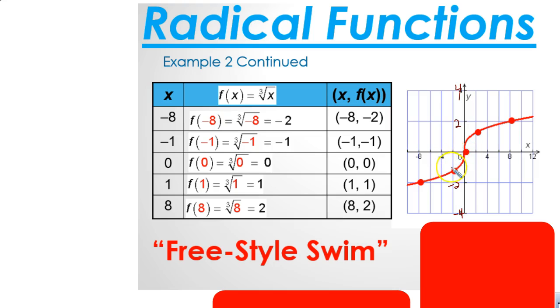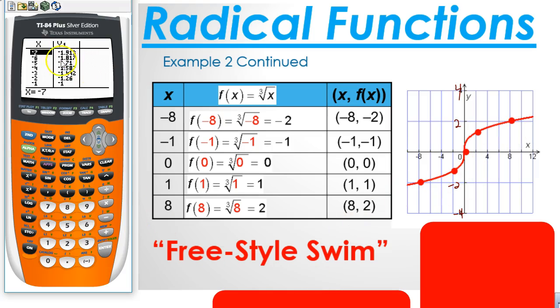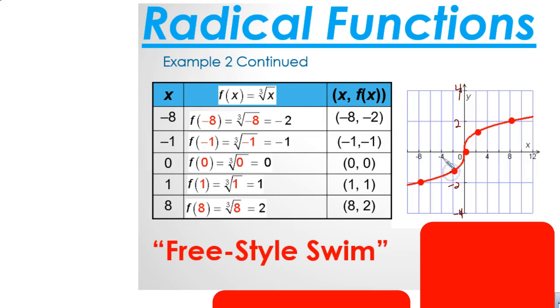Then (-1, -1), (0, 0), (1, 1), and (8, 2). If I need more points to fill in, I just go to my table here and I can estimate about where -1.2 is and kind of guess where all those points are. We can fill in the gaps.